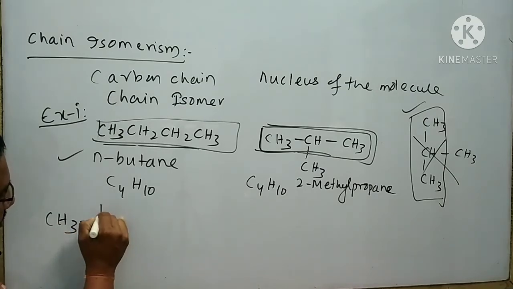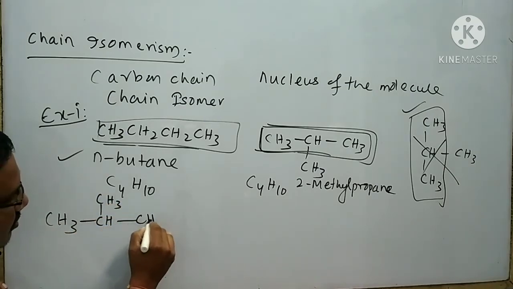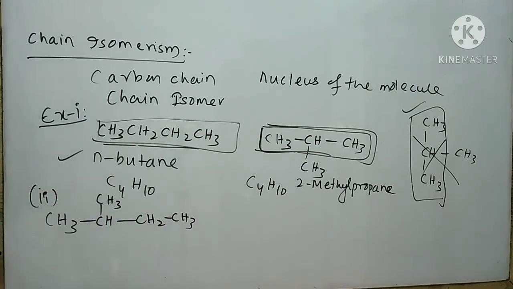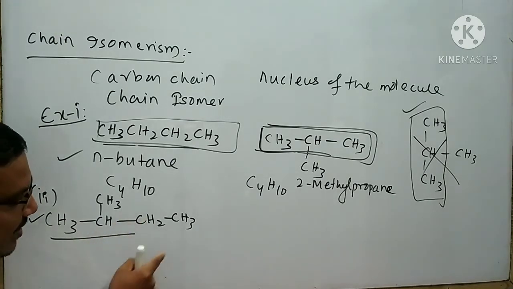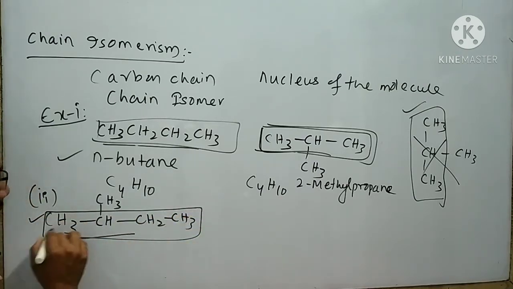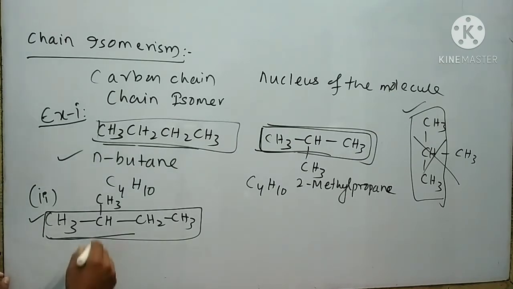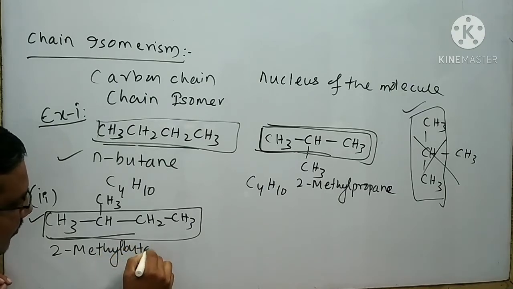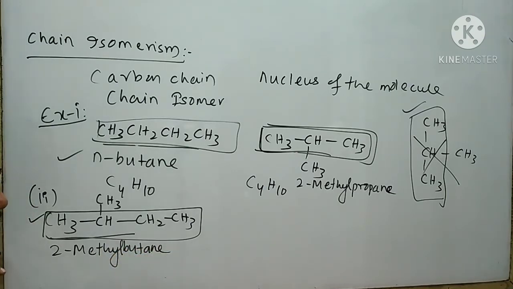CH3 bond CH bond CH3 bond CH2 bond CH3. What are the chain isomers of this organic compound? Look at that, here 5 carbon atoms are present in this organic compound but only 4 carbon atoms are present in the parent chain. The name of this organic compound is 2-methylbutane. I want to draw the different chain isomers of this organic compound. This can be possible by changing the structure of the carbon chain.